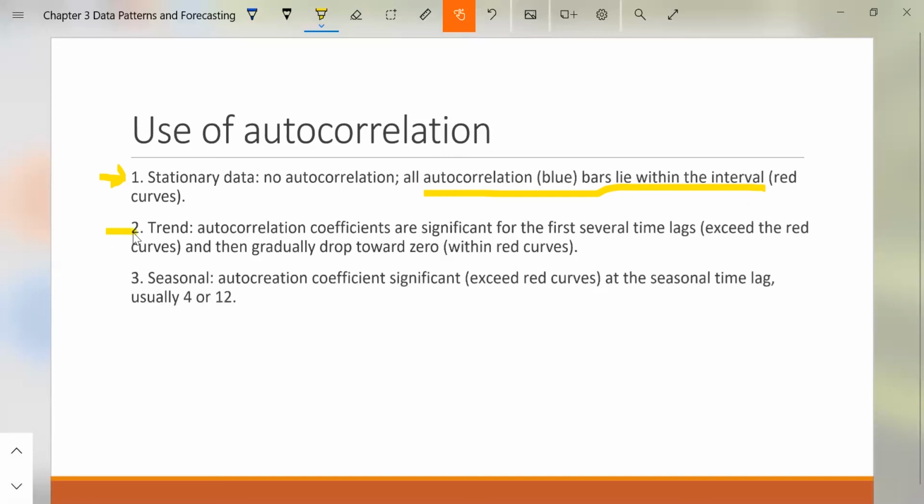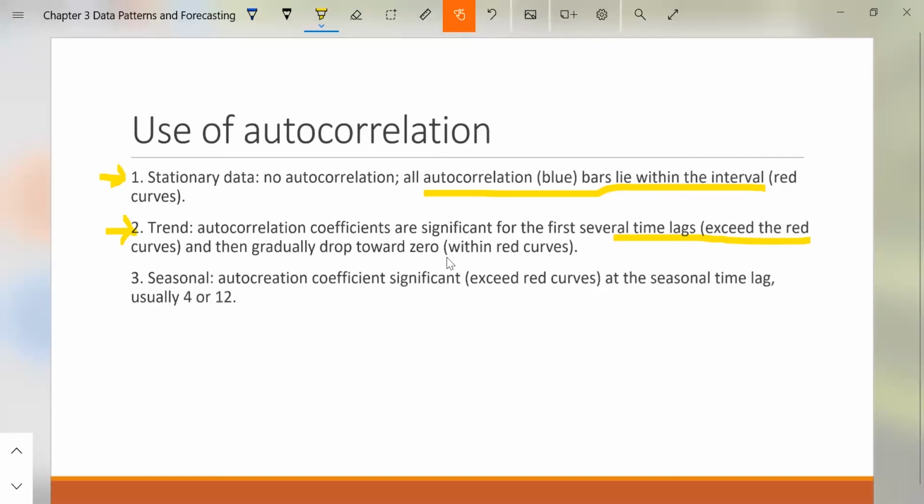If there's trend, what do we observe? Well, we will observe that the autocorrelation coefficients are significant for the first several time lags and then gradually decrease towards 0. Graphically, that means for the first several lags, the blue spikes will exceed the red curves. And I'm going to show you a graph really soon.